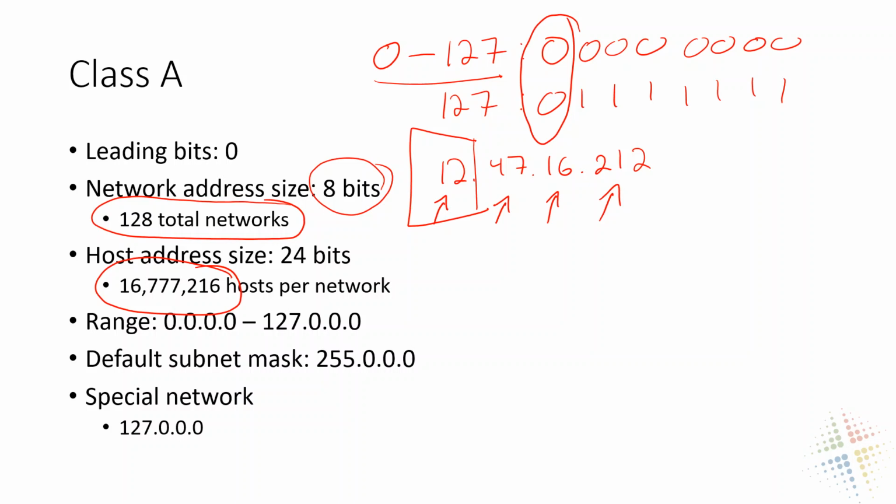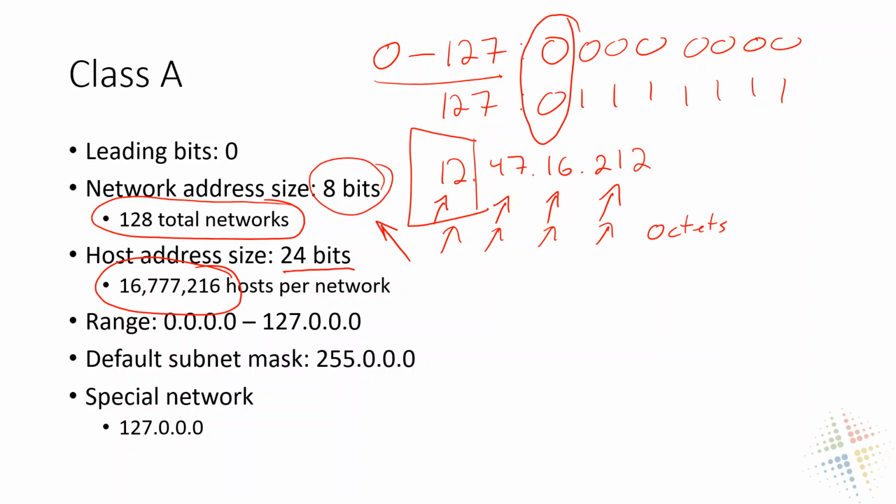Quick side message. If I have four 8-bit numbers, sometimes referred to as octets, I have 4 of them. 4 times 8 is 32. If 8 is assigned to the network, then 32 minus 8, that means 24 have to be assigned for hosts.